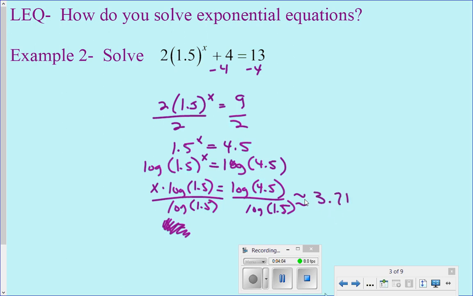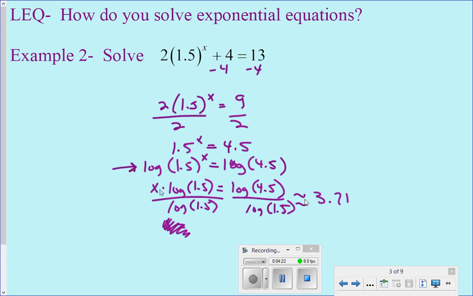And the decimal approximation is 3.71 approximately. Okay, now I just want to point out, you do need to show these steps that I'm showing here. A lot of times students will want to go from 1.5 to the x equals 4.5 right to x log 1.5. And I explained that this step here is essential. You have to show it, even though it might be a pain.